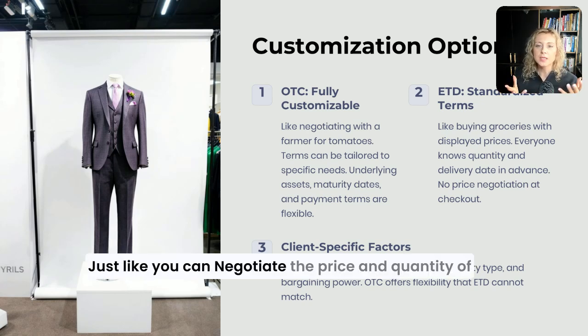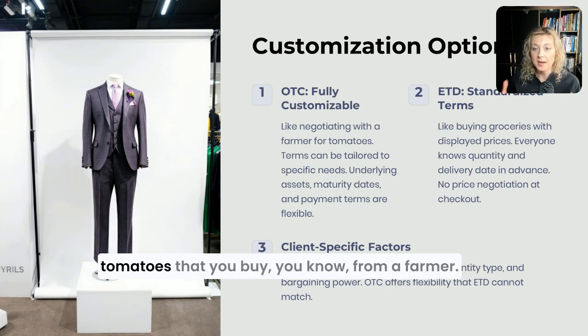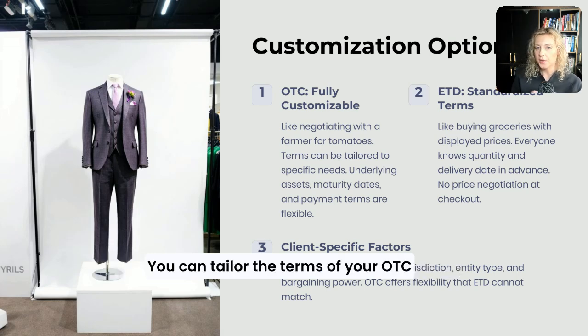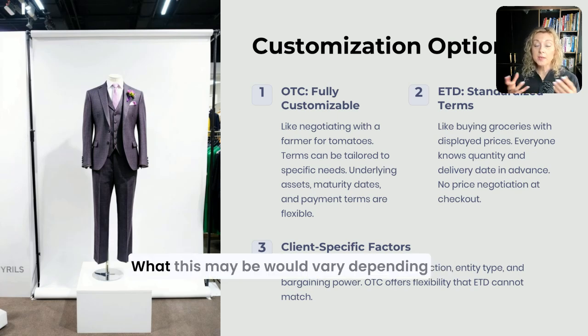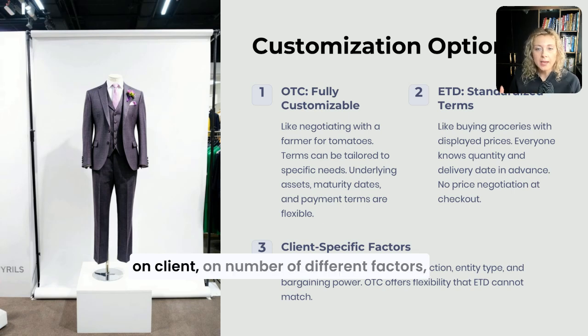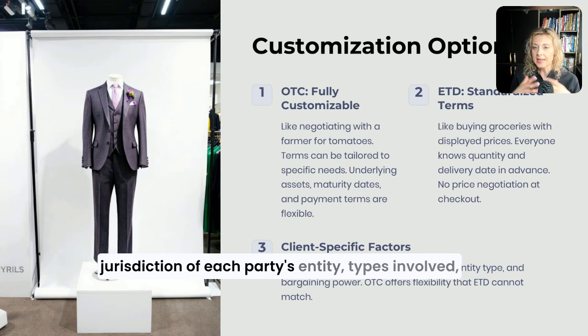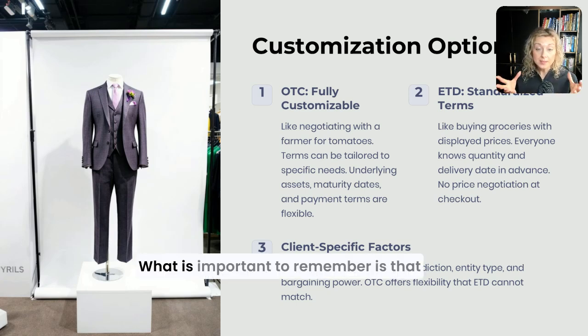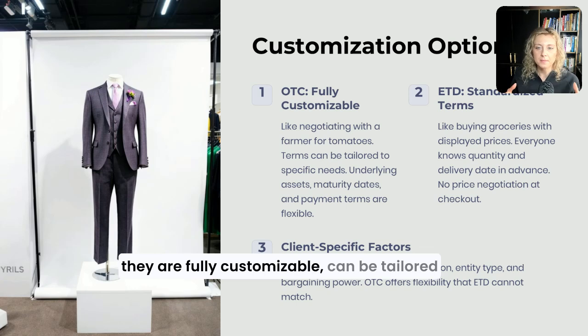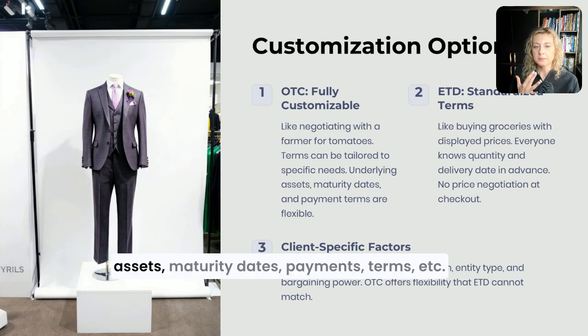Just like you can negotiate the price and quantity of tomatoes that you buy from a farmer, you can tailor the terms of your OTC contract to meet your specific bespoke needs. What these may be would vary depending on the client, on a number of different factors, the jurisdiction of each party, the entity types involved, the bargaining powers of the parties. What is important to remember is that they are fully customizable and can be tailored, and that means in respect of underlying assets, maturity dates, payment terms, etc.